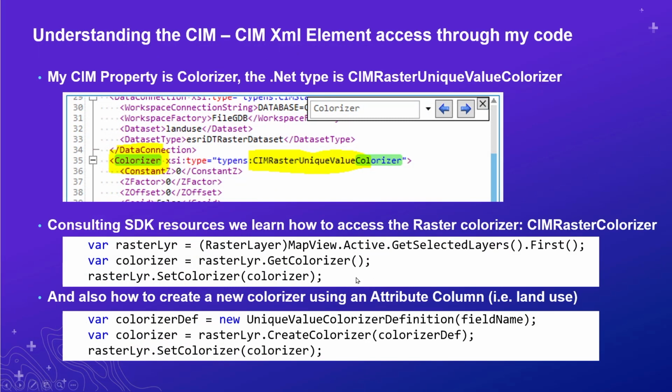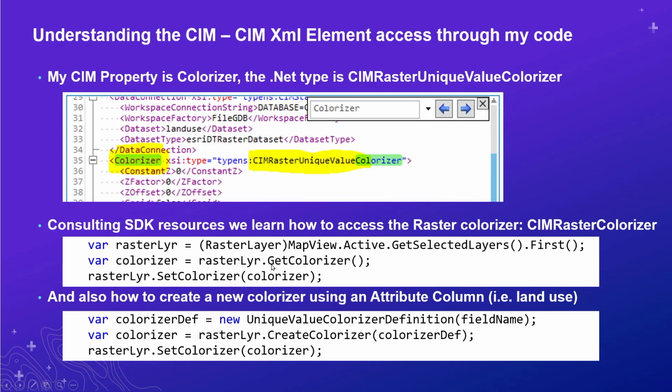So my CIM property is colorizer. I know that the .NET type is CIMRasterUniqueValueColorizer. I figured that out from just looking at the CIM XML representation. So what do I do with this information? I consult the SDK resources, and now I learn how to access the raster colorizer. Mainly I find out that for the raster layer, which you can see in this code snippet below, I assume that my first selected layer is a raster layer. I take that raster layer and I call the method GetColorizer.